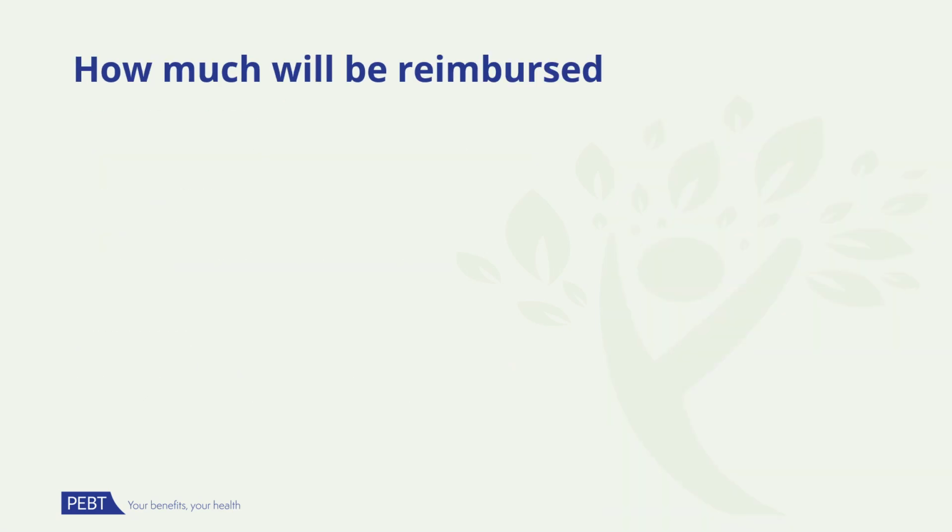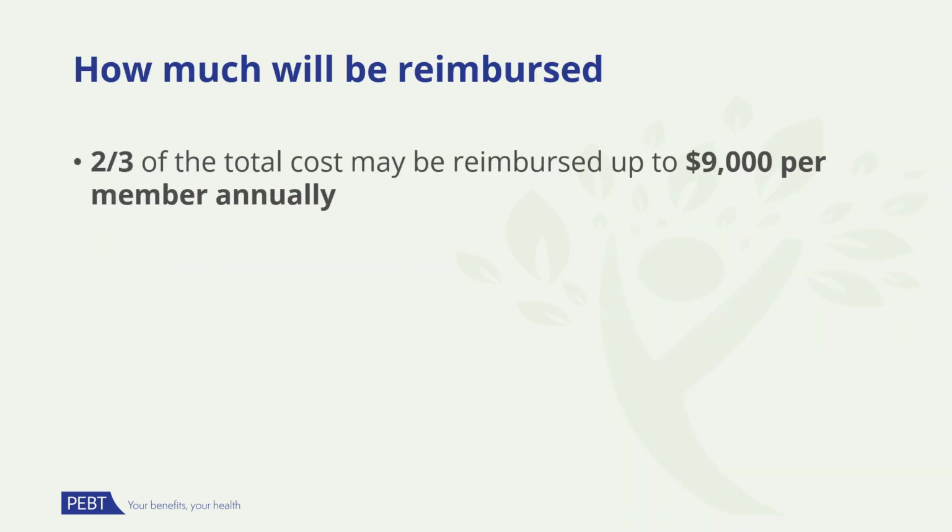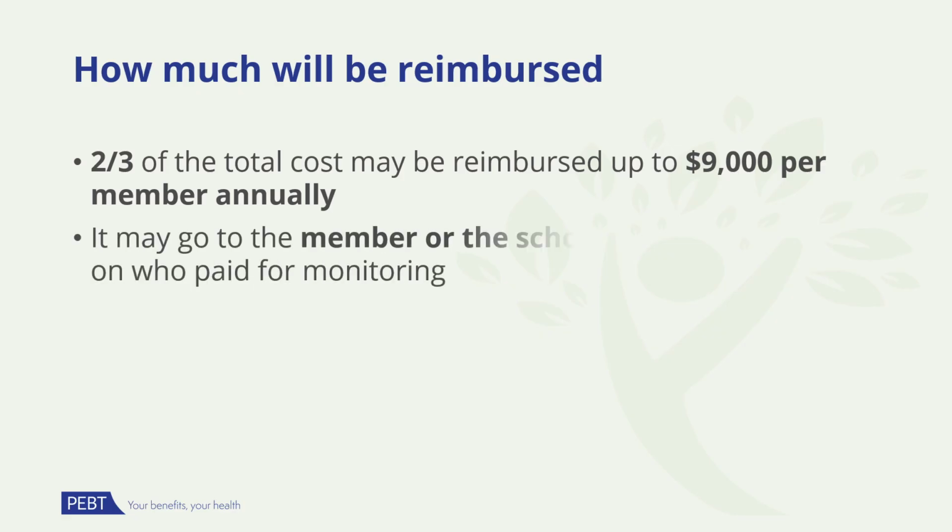How much will the PEBT reimburse? We may reimburse 2/3 of the total cost to a maximum of $9,000 per member annually. Where the school district has paid 100% of the medical monitoring costs, any approved cost sharing will be reimbursed to the school district directly. Where the member has paid 100% of the medical monitoring costs, any approved cost sharing will be reimbursed to the member directly.